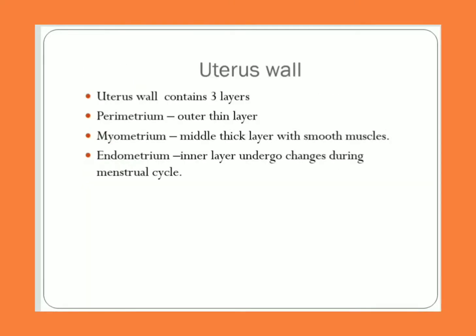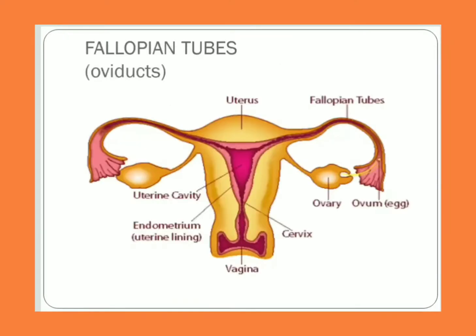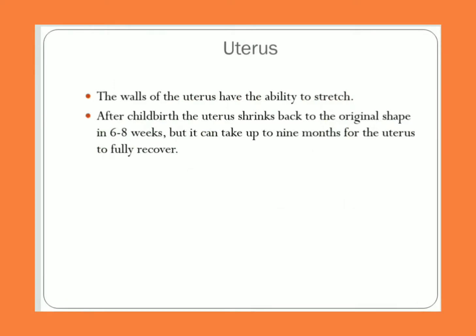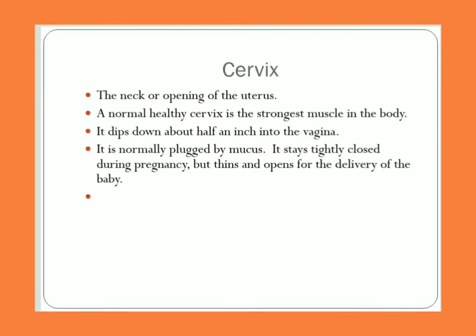The uterine wall contains three layers: the perimetrium, the outer thin layer; the myometrium, the middle thick layer with muscles; and the endometrium, the inner lining. So the outer one we are calling the perimetrium, the middle one with muscles is the myometrium, and the inner is the endometrium, which contains blood vessels. The wall of the uterus has the ability to stretch. After childbirth, the uterus shrinks back to its original shape in 6 to 8 weeks, but it can also take up to 9 months to recover.